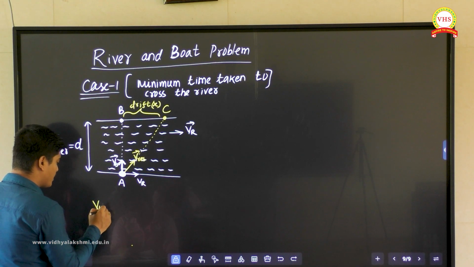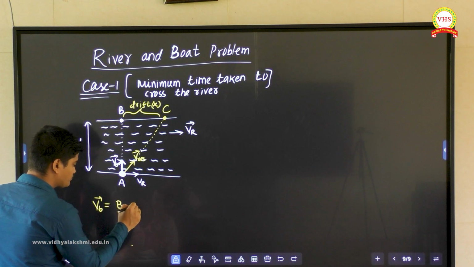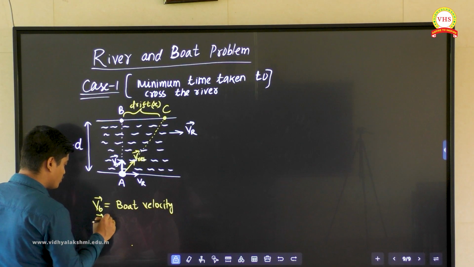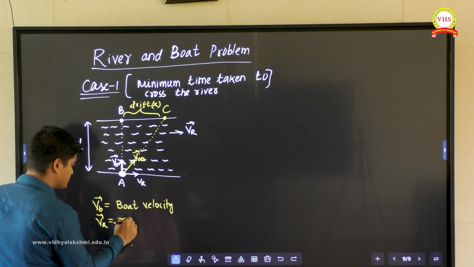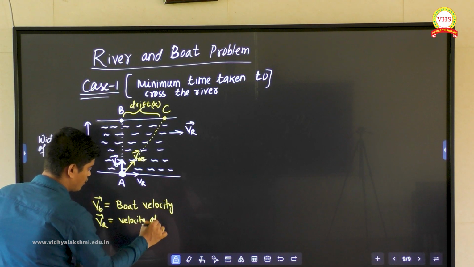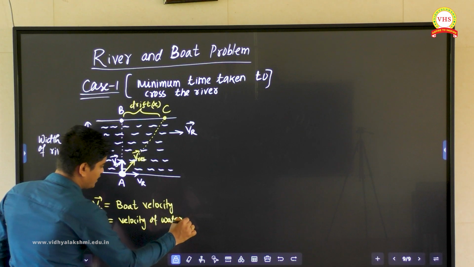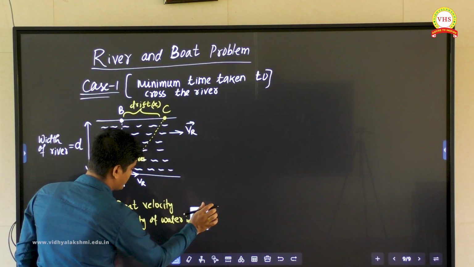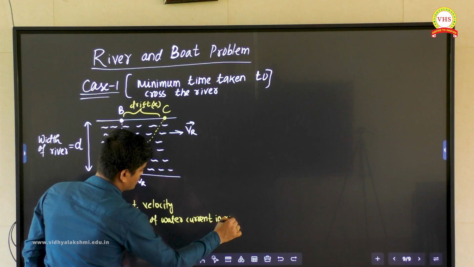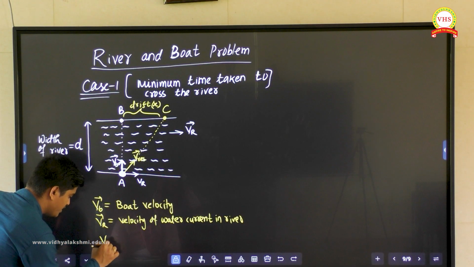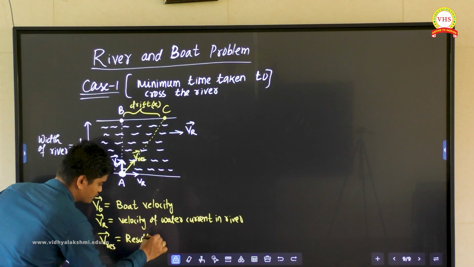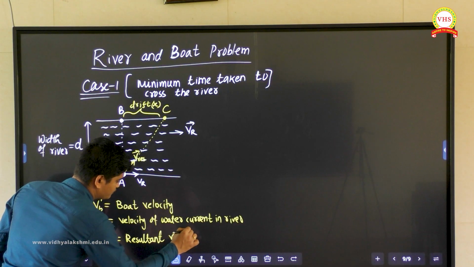Let me write everything here. What is VB first? VB is basically the boat velocity, velocity of a boat. And what is VR? The river velocity, or basically the velocity of water in the river, or the water current. And what you are getting here, V_res, is the resultant velocity of the boat.